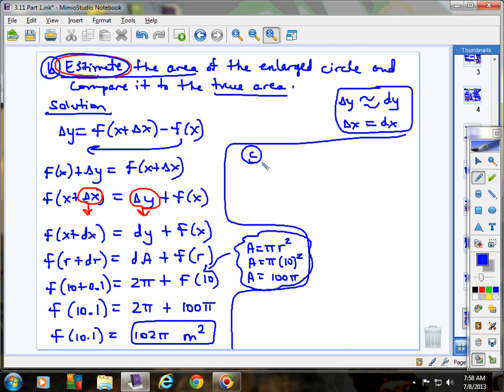Estimate the area. Okay, and then C part. And the B part had another part. B part said estimate it and compare it to the true area. So for the true area, the new circle had a new radius of 10.1. So do that on your calculator, 10.1 squared. Or do it on paper. And then just leave the pi in there. Don't multiply out the pi.